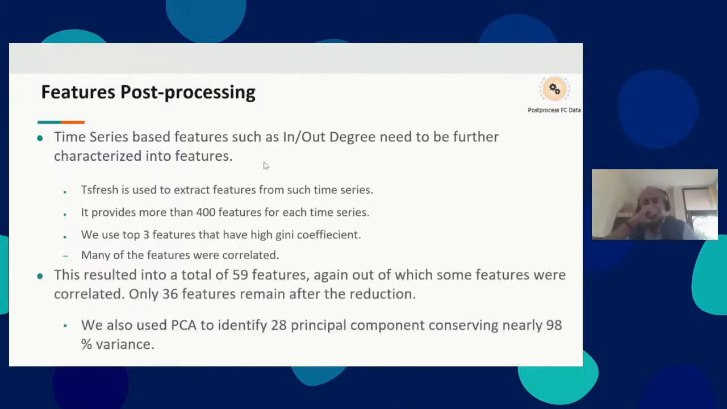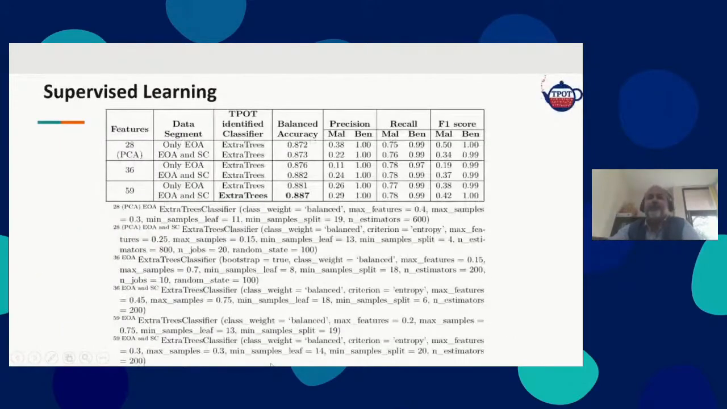And then with all this pre-processing, we found a total of 59 features. Some of these features were highly correlated, so we removed them by doing pairwise correlations, and then we got 36 features. And then if we use a machine learning feature reduction mechanism like PCA, principal component analysis, we can bring it down to 28 principal components. So let's see what the results are.